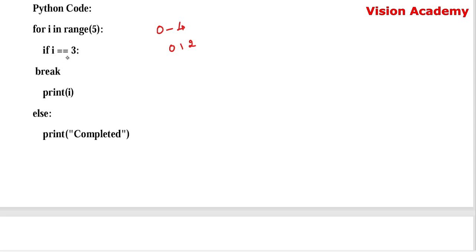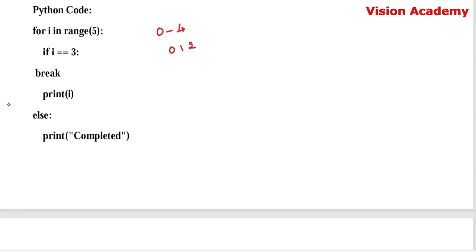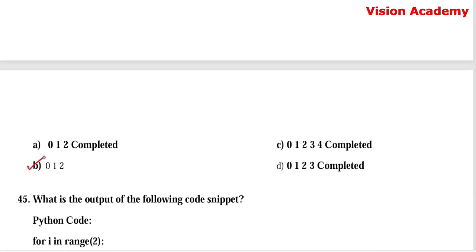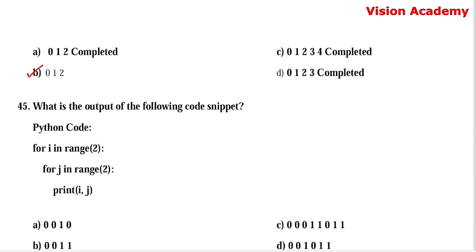Yes, condition is true. Once the condition is true, then it is going to break out without printing this particular statement. It is going to break out of the entire loop without printing this completed. Hence 0, 1, 2 will be the output. And here you can observe that option B, 0, 1, 2, is the right answer.